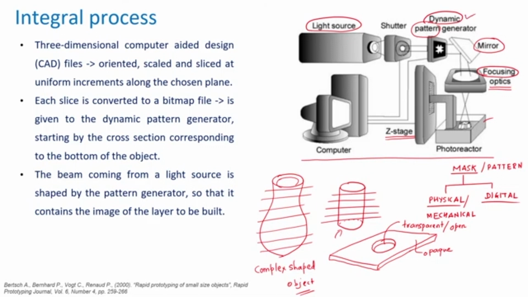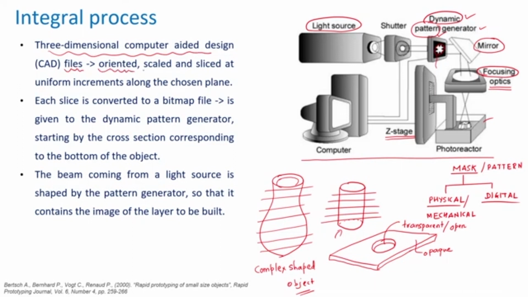So, the dynamic pattern generator is very essential. Here you notice that this portion is black, which is opaque, and this portion is open. Through this particular portion the light beam energy is applied to the mirror, and from that mirror we get the required light beam energy applied on the surface through focusing optics. A shutter is used, and it controls the duration of application of the UV light over the substrate area. So, in this process of 3D printing, three-dimensional computer aided design CAD files are required.